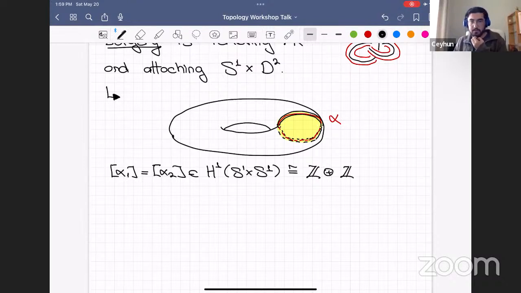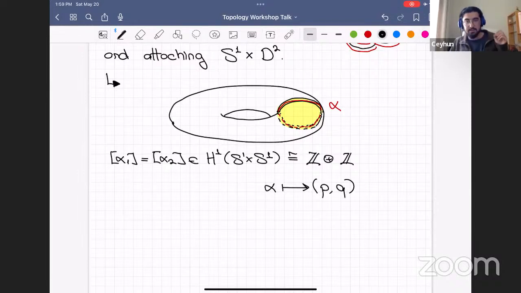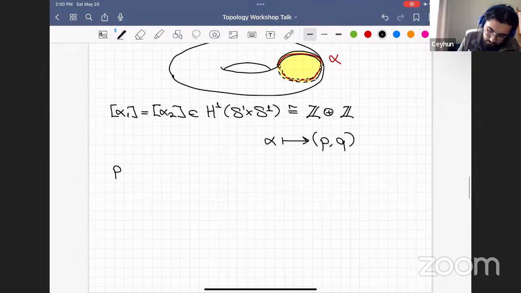Okay. Also, it is clear that these are two numbers, right? For each alpha, this will give us a P and a Q. It is clear that P and Q have to be coprime, because this alpha is not 2 times or 3 times or 5 times an element in this homology group. It's just a loop in S1 cross S1. It's not a multiple of anything. So P and Q are coprime.